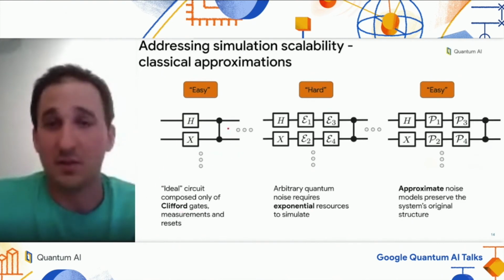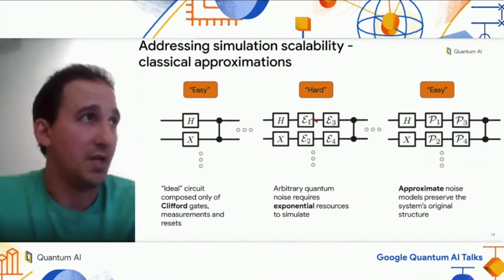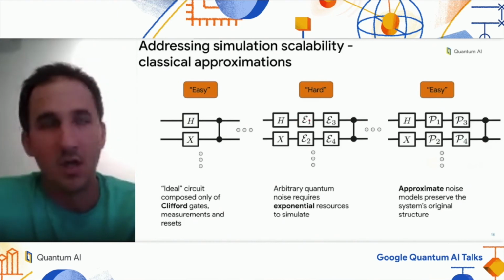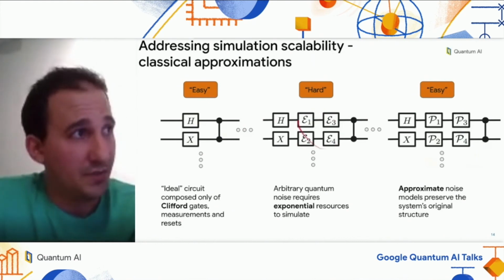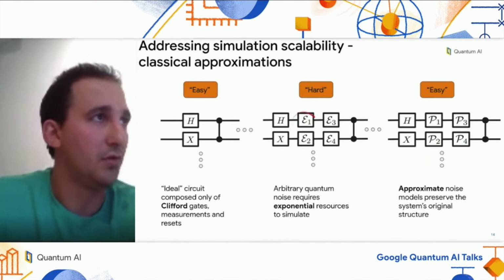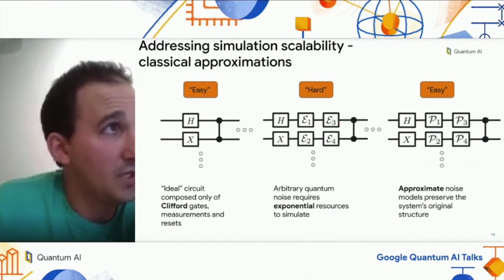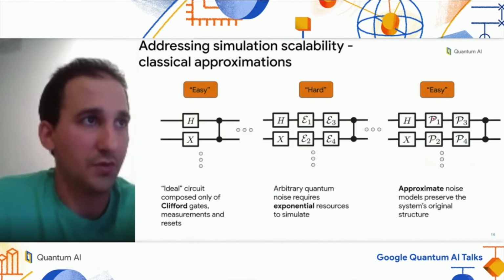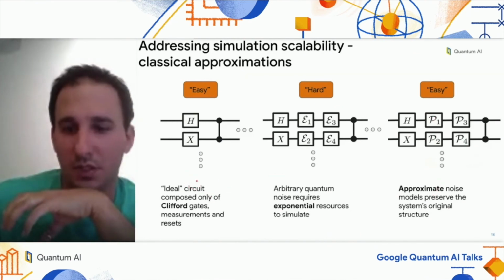The trade-off is that this cannot simulate all possible quantum physics. For example, if we are simulating the noisy evolution with arbitrary Kraus operators, we will lose this structure, and we cannot simulate this system without requiring exponential resources. So the way we solve this is, again, we have to make some kind of approximation. We take these noisy channels with arbitrary Kraus operators, and we convert them into other noisy channels whose structure preserves the original structure of the circuit.